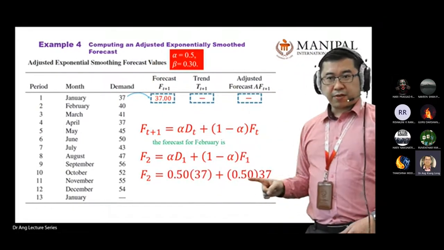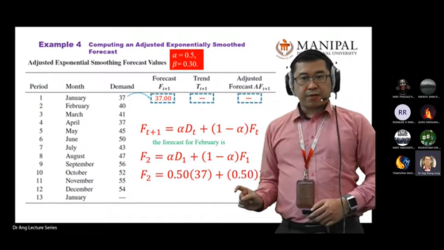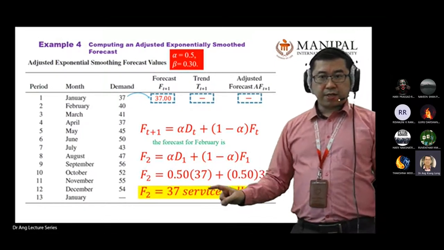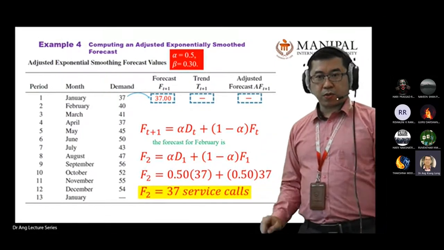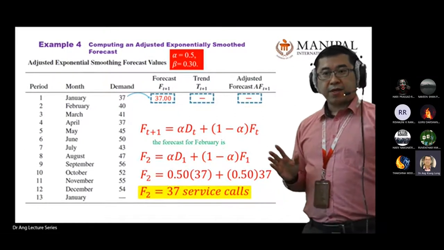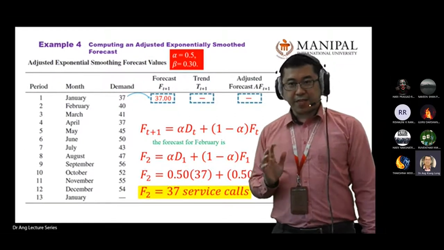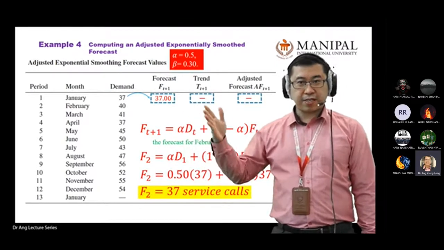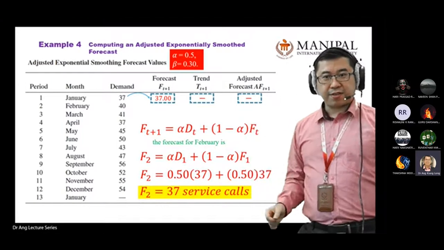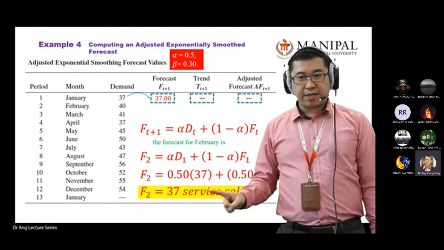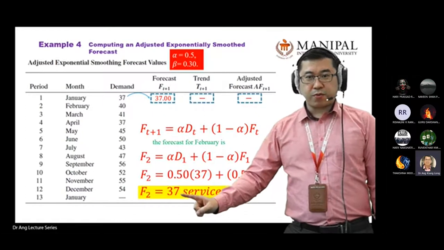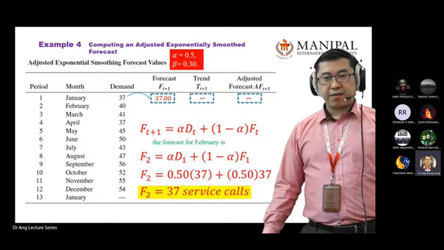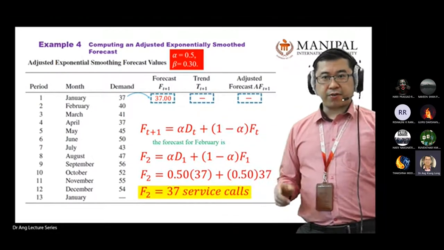You substitute the value. Okay, substitute the value, press the calculator. You'll get 37.0 service call. Just a reminder for your test or final exam: when a question asks you to do forecast, trend, or any forecast, the number that you calculate here is highly recommended with at least one decimal place. At least one decimal place for forecast trend value.